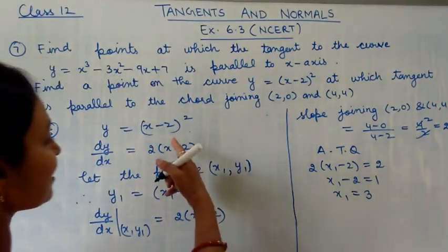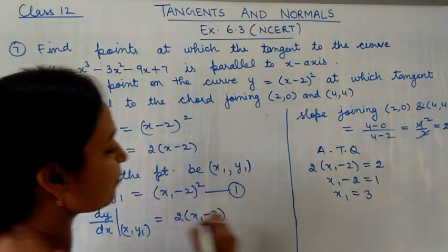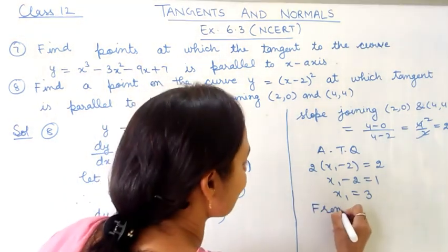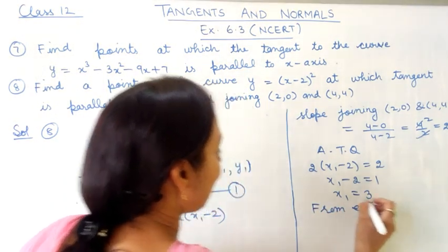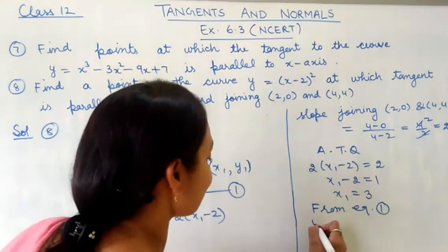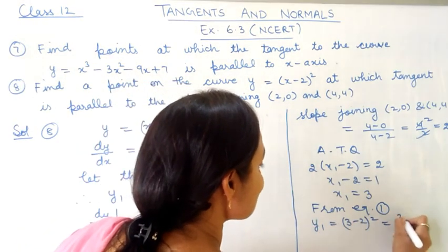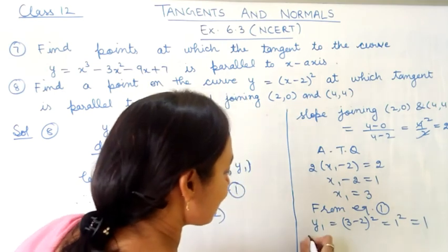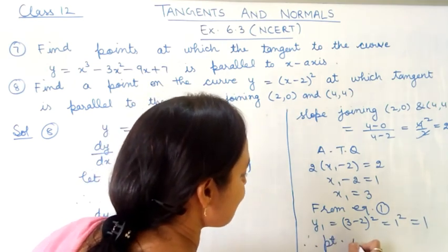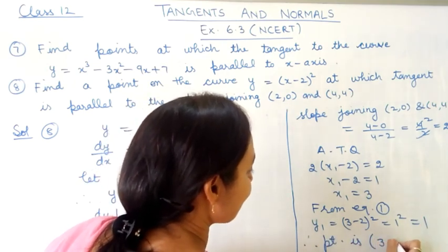Now when x1 is equal to 3, from equation 1, I will just put the value 3 here. y1 = (3 − 2)², that is 1 squared, that is equal to 1. Therefore, the point is x = 3 and y = 1.